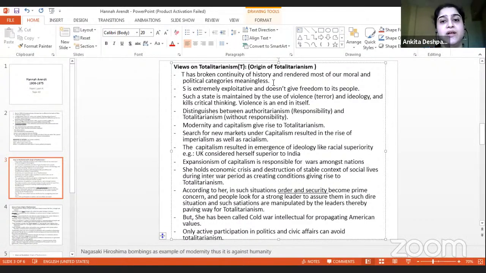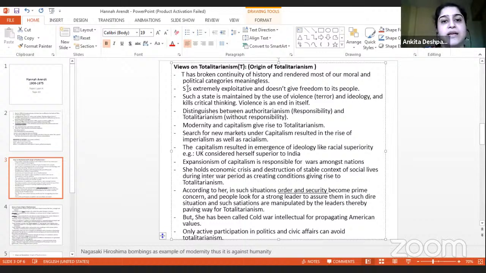So she said, look, because of this rise of totalitarianism, Nazism, then you talk about Stalinism, our continuity of history, liberal democracy, classical liberalism has been broken. Our moral and political categories have become meaningless because everything is controlled by the state. Hitler controlled everything, Stalin controlled everything. So totalitarian states were coming up, and because of that our history as well as the political categories became meaningless.